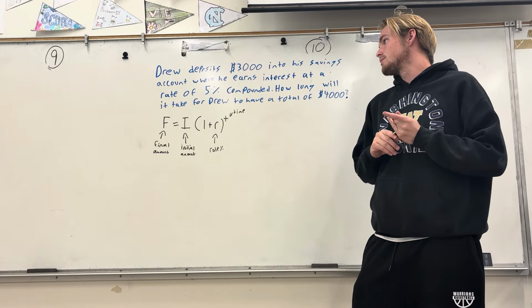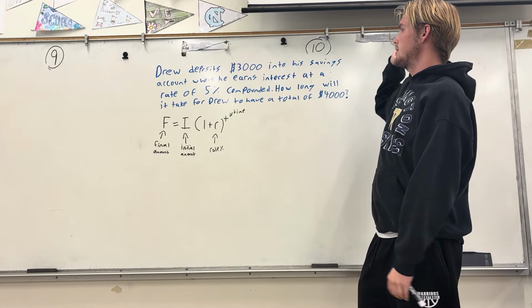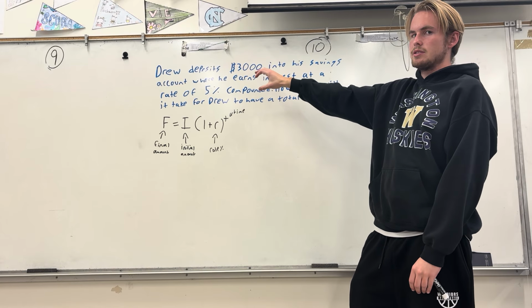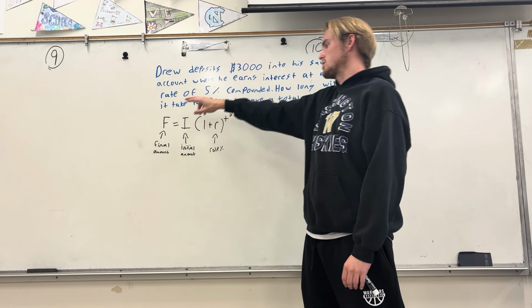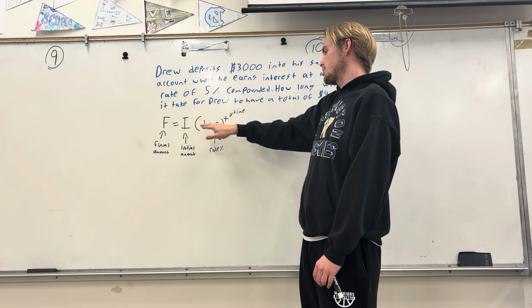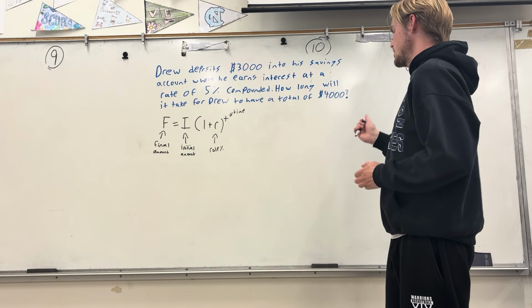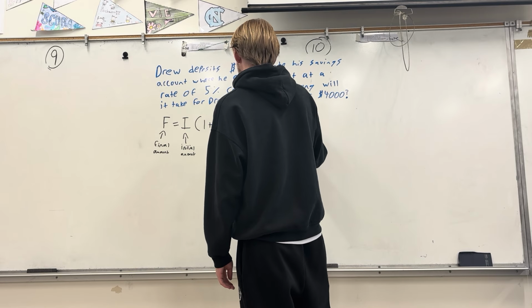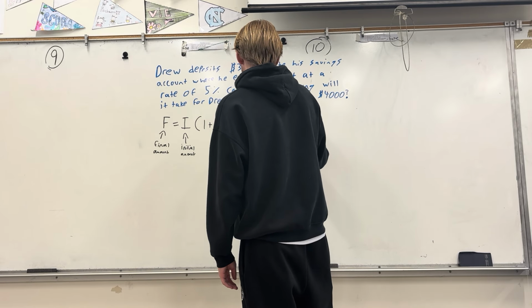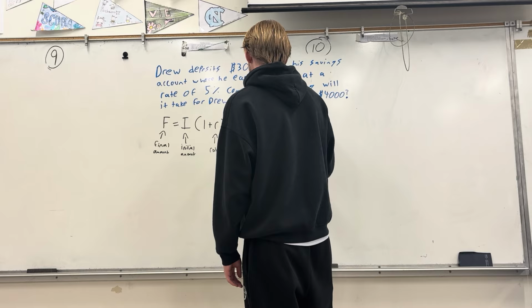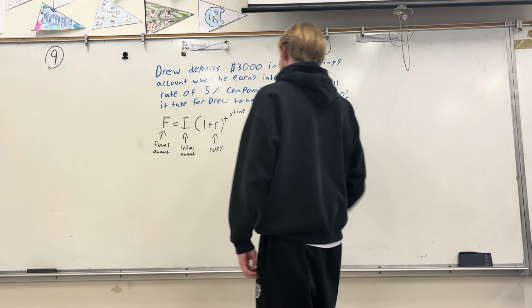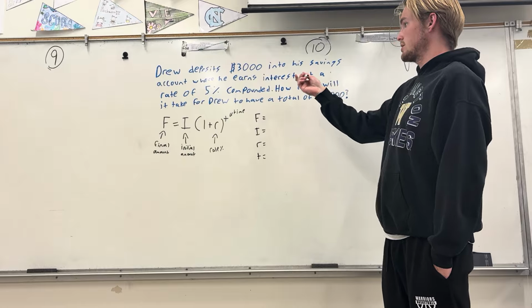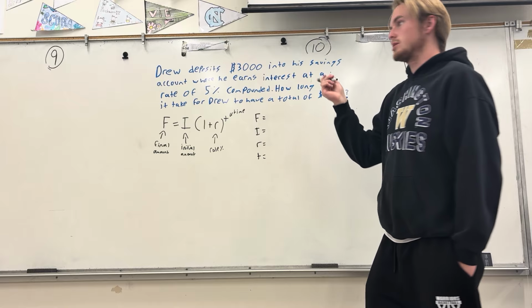How do we do this? So when we have this big scenario here, I like to break it up piece by piece. And I like to identify each of these four variables. We got F, we got I, we got r, we got t. And so I just write F equals, I equals, r equals, and t equals. And I'm just going through this and identifying what each of these numbers mean.